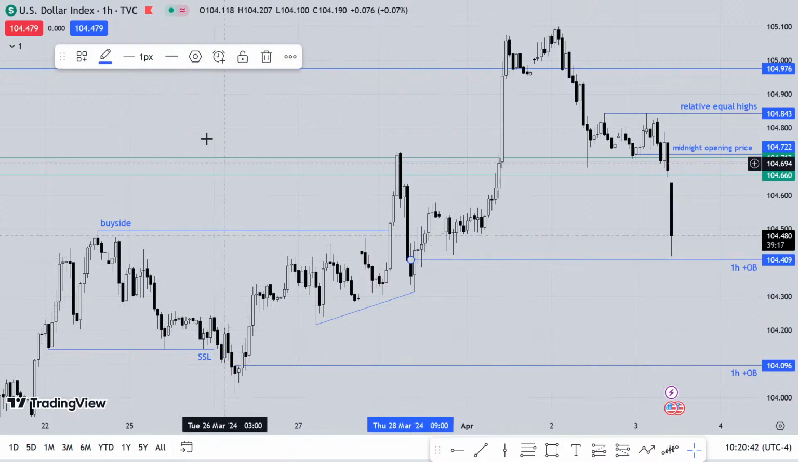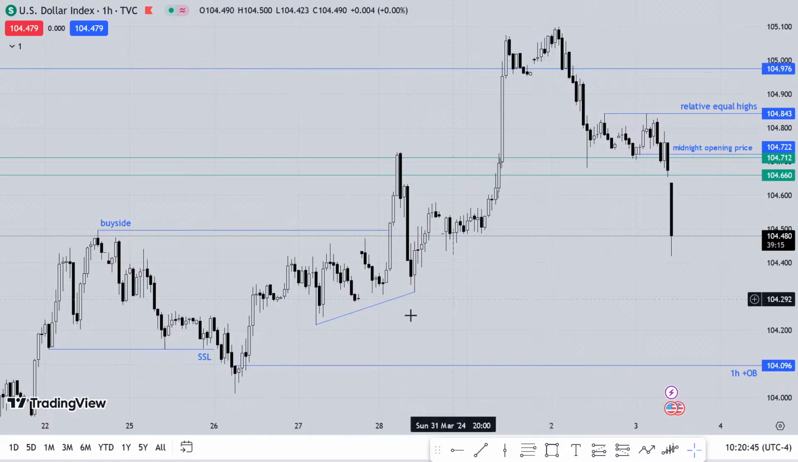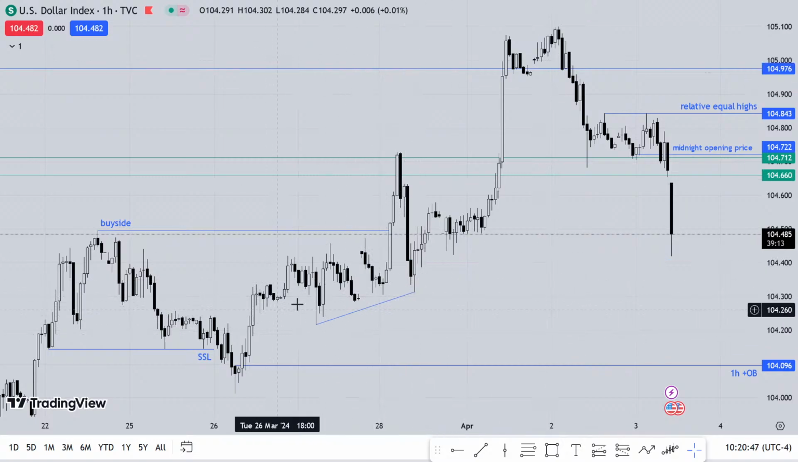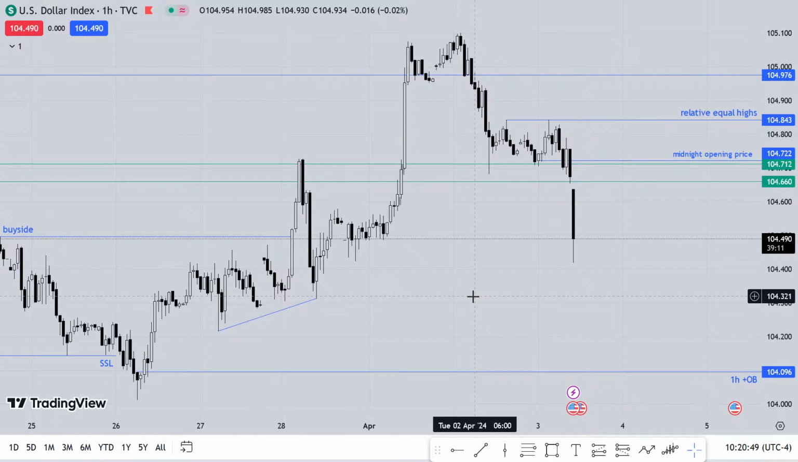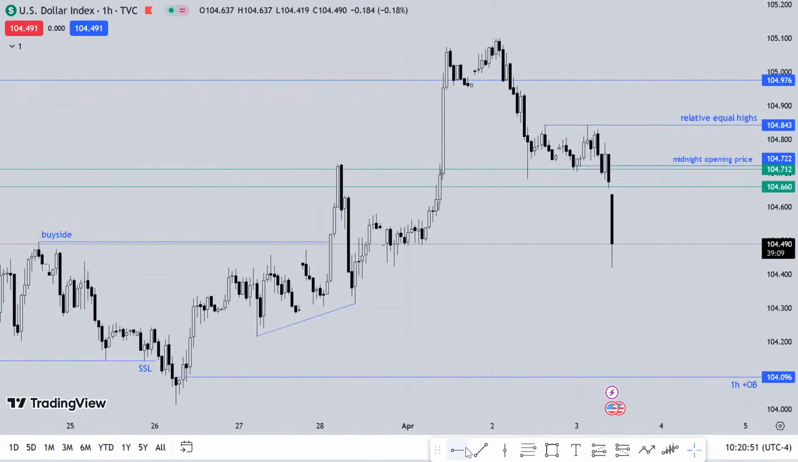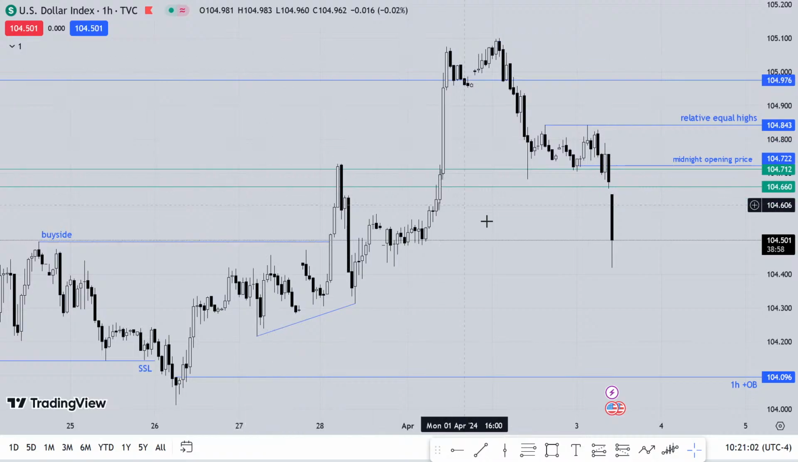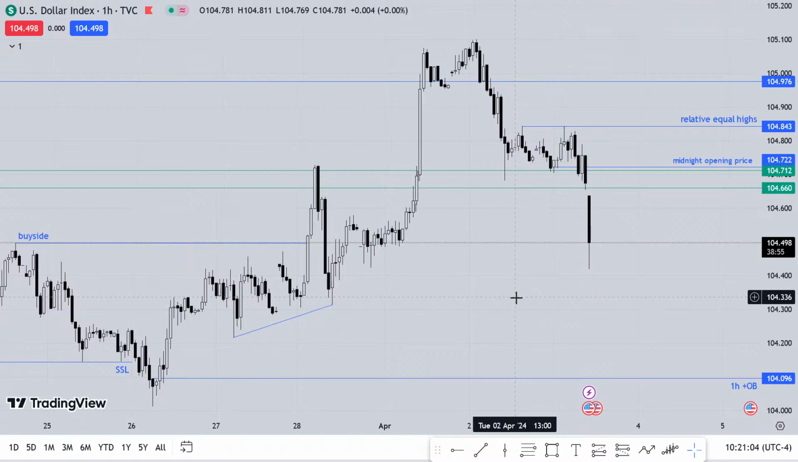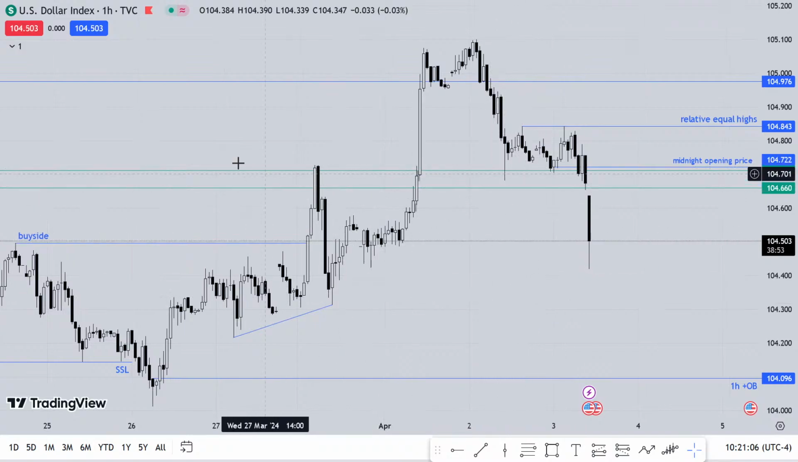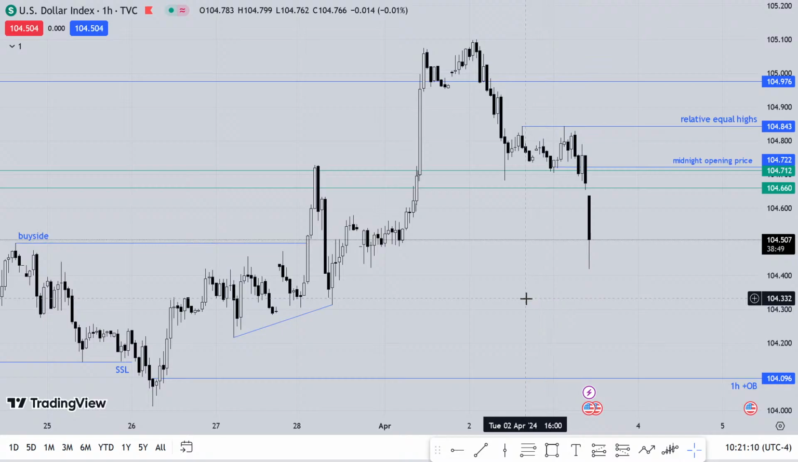So let's take this off. Currently not interested in this because of this trend line liquidity. So for the dollar, this is buy side liquidity. This is buy side for the dollar because the dollar hasn't topped yet. And this volume imbalance on the daily will still be relevant going into the month of April, through the month of April.